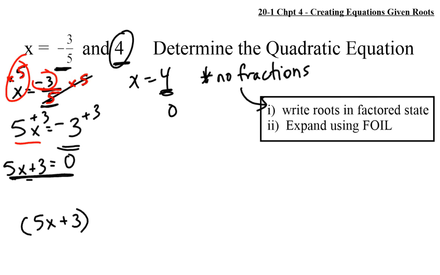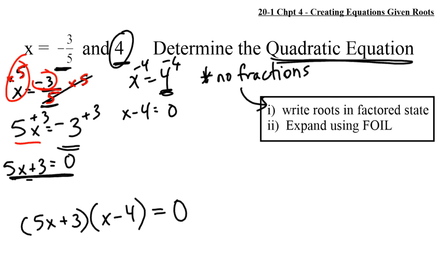And now the 4, well, we have x equal to 4. We want it to be 0. So we're going to subtract 4, and x minus 4 equals 0. So that's our second factored state. And a quadratic equation has to equal 0. So we work with the roots, put them into factored state, and now we FOIL.